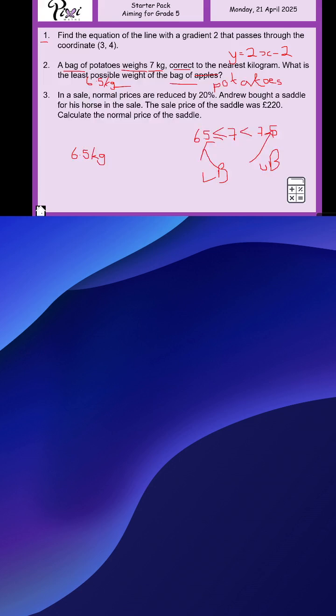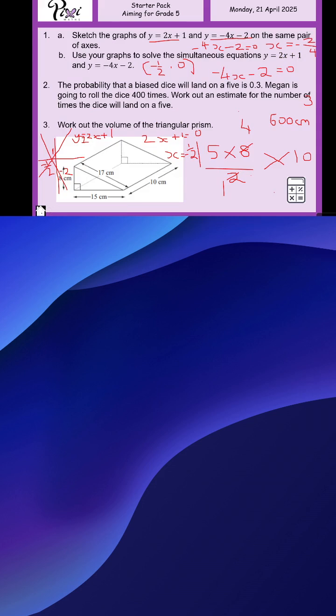Okay, question number 3, guys. In a sale, normal prices are reduced by 20%. That's quite important. Andrew bought a saddle for his horse in the sale. The sale price of the saddle was £220. Calculate the normal price of the saddle. There are many different ways to work this out.